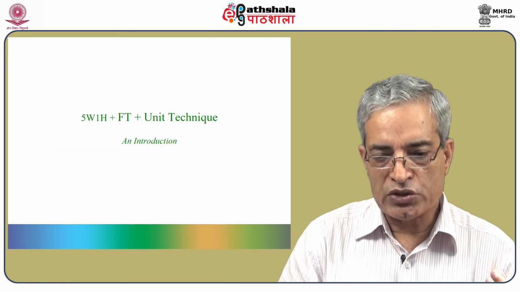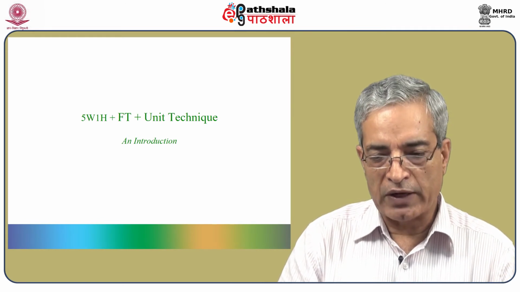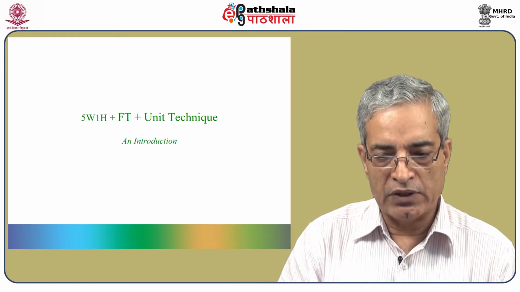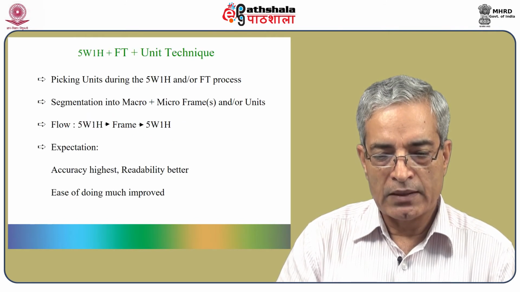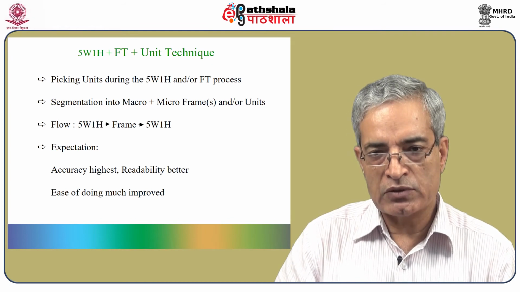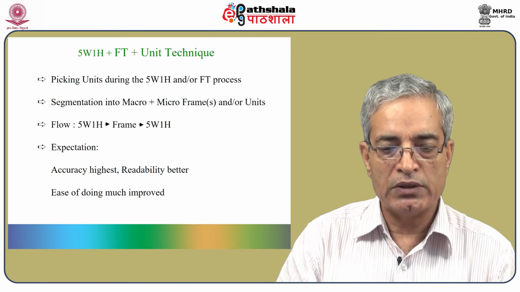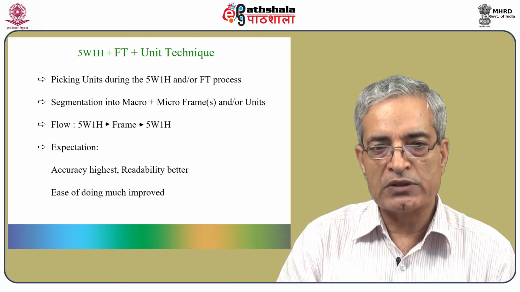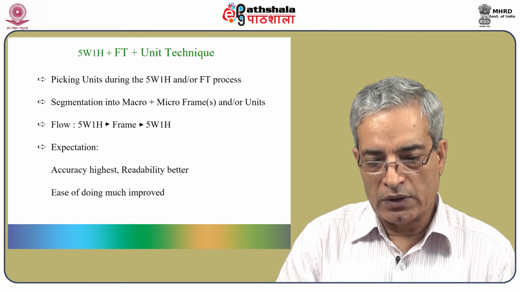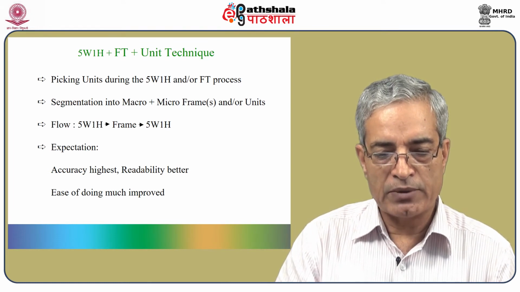This is the expectation listing here. The process is picking units during the process of 5W1H or during the FT or the frame transfer process. Segmentation into macro and micro frames, and sometimes units, means it could be macro and units only, it could be macro plus micro plus units. The flow we are trying here is 5W1H frame and then 5W1H.